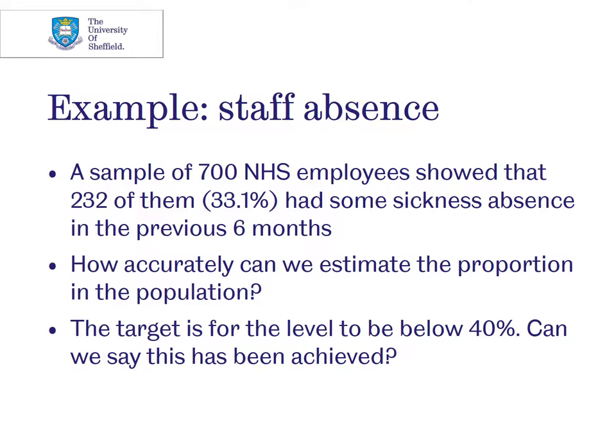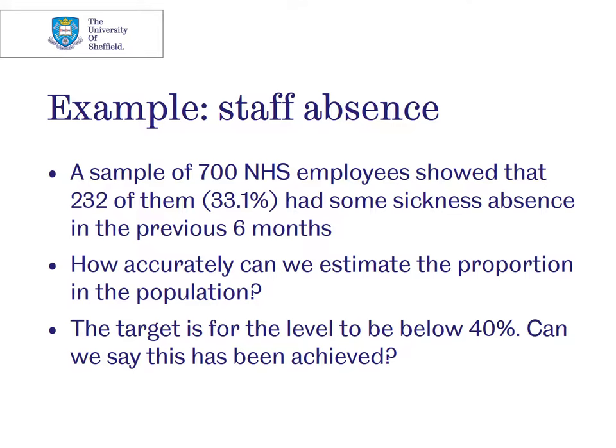And just under a third of them, 33.1%, said they had. So what we want to know is how accurately we can estimate the proportion in the population. We know that our best estimate will be 33.1%, but of course it's very unlikely that exactly 33.1% in the whole of the NHS would be absent over this period. The chances are it will be a little bit below that or a little bit above that. The question really is, what do we mean by a little bit? In particular, a target may have been set which would require the level to be below 40%. Can we say that this has been achieved?